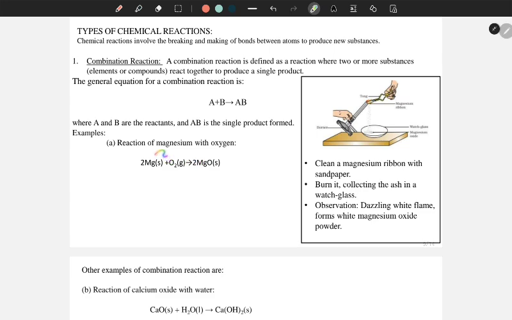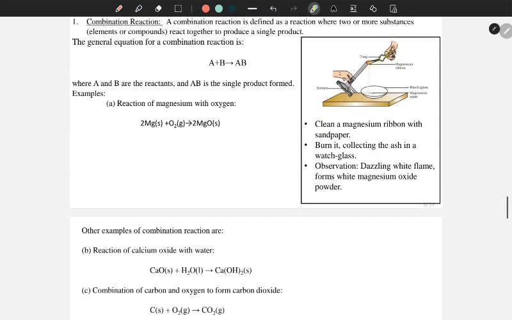So what happened? When we burned magnesium and oxygen, magnesium oxide formed. That is completely a new property. The properties of magnesium oxide will be completely new compared to magnesium and oxygen. Okay, so a chemical reaction takes place when we burn a magnesium ribbon.